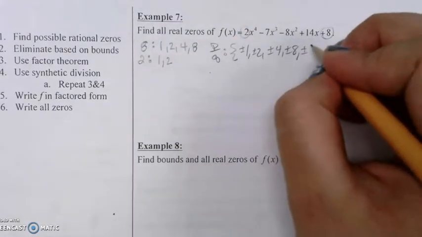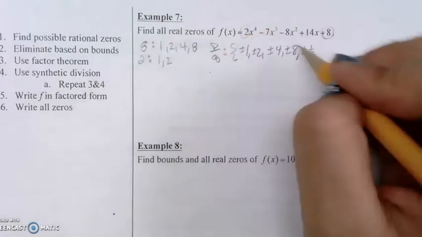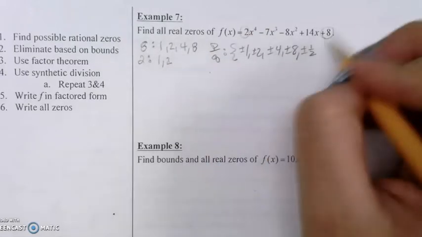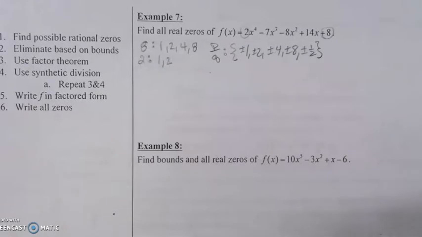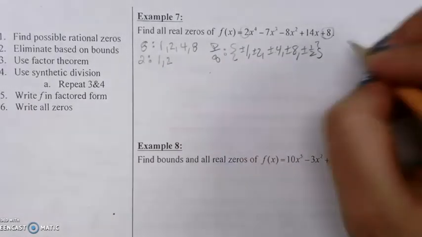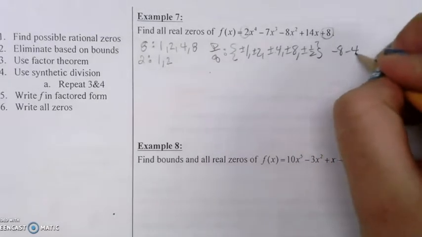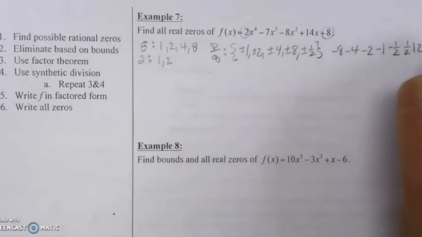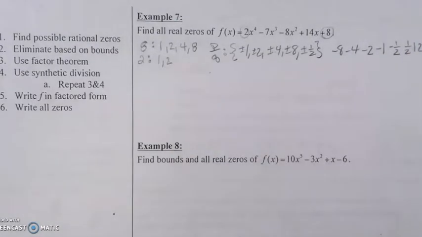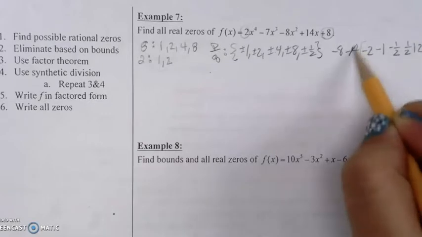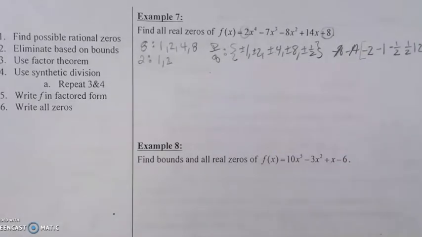2 over 2 is 1. It's already in my list. 4 over 2 is 2, already in my list. 8 over 2 is 4, already in my list. Okay, but now if I look at these and I put them in order according to the number line, I would have -8, -4, -2, -1, -1/2, 1/2, 1, 2, 4, 8. And I know from example 6 that my solutions have to be between -2 and 5. So I can already eliminate 3 of my solutions.